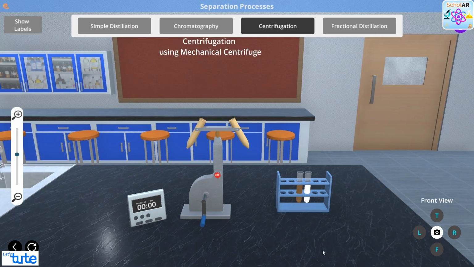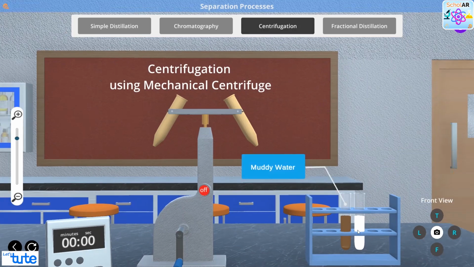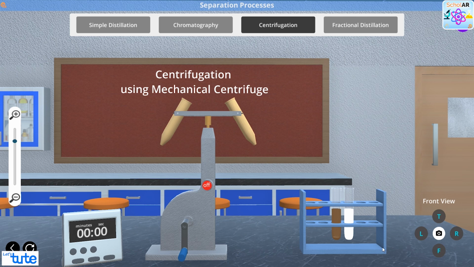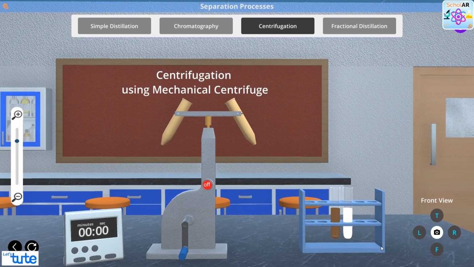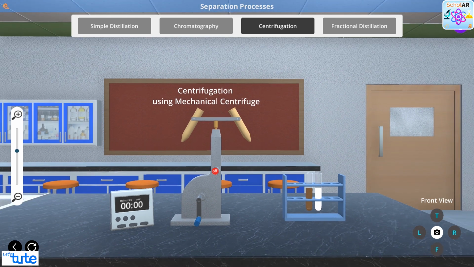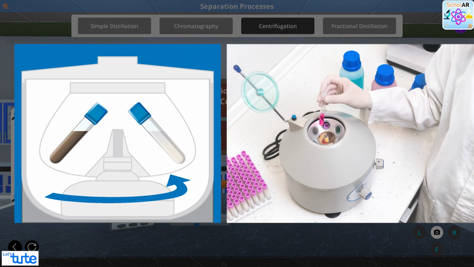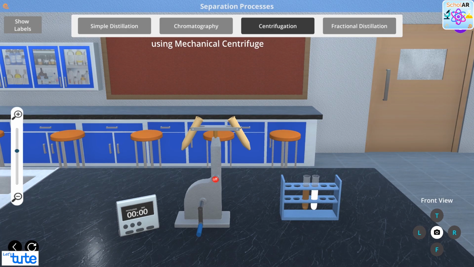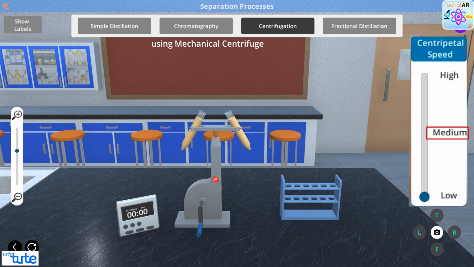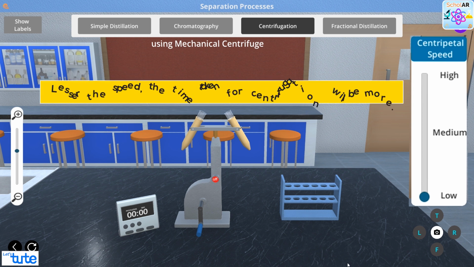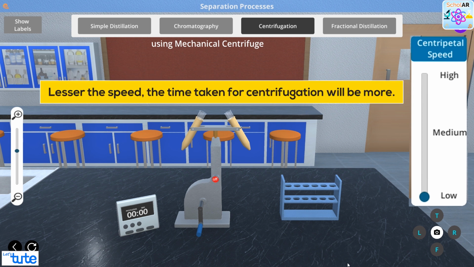Now, with the help of a simulation, let us understand what exactly the process of centrifugation is and the science behind it. We can see a very simple setup containing two solutions, one with muddy water and the other with milk. Here, we are using a mechanical centrifuge for better understanding, although there are also various electric centrifuges available. Now we will place these tubes containing our solution in the test tube holder of the centrifuge by clicking on them and set the speed to medium. You can select the speed to be low, medium or high. Please note that the lower the speed, the more time centrifugation will take.